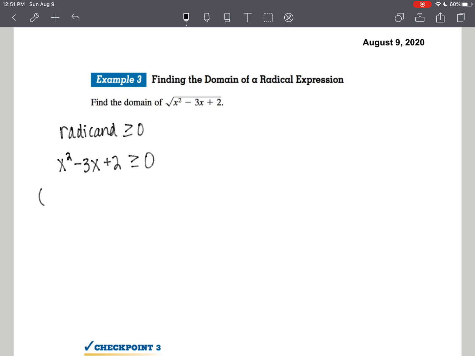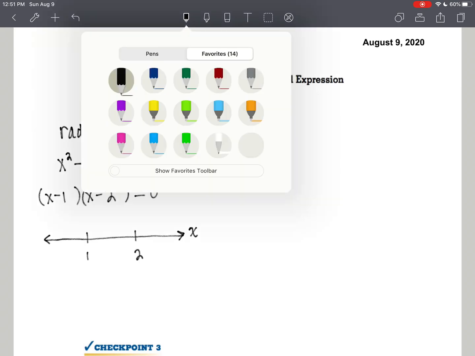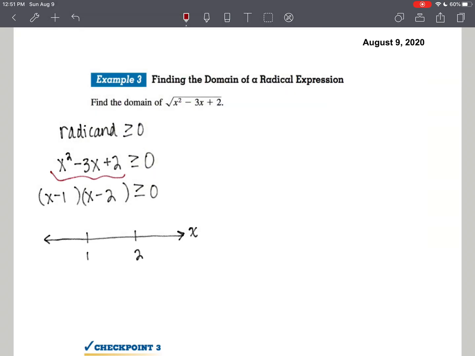So I am going to factor this to be x minus 1, x minus 2 is greater than or equal to 0, and then I have to make a number line. Well, I can also think of this as an x-axis, because these would be my zeros. And then I can think of this as a parabola that opens up. It opens up because of the positive leading coefficient. So we're going to have zeros at 1 and 2, and this is a parabola that opens up.